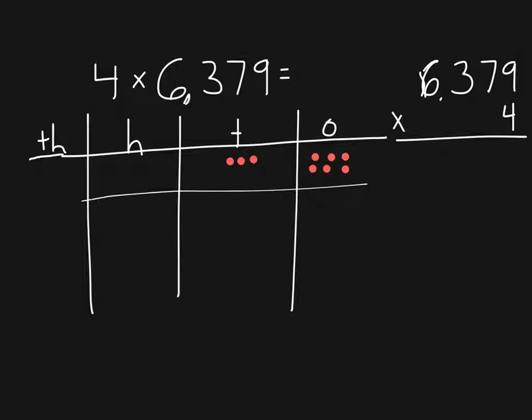So I'm going to draw a line to separate this out. I'm going to send my arrow over here. 4 times 9 ones is 36. Now I'm going to multiply my tens. I have 4 times 7 tens. Well, I know 4 times 7 is 28. So 4 times 7 tens would be 28 tens, or 280.